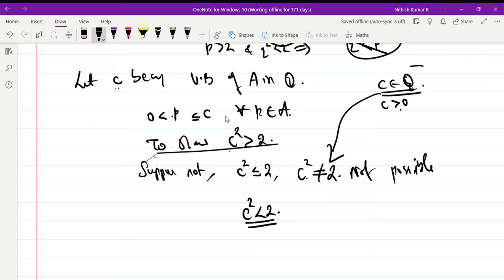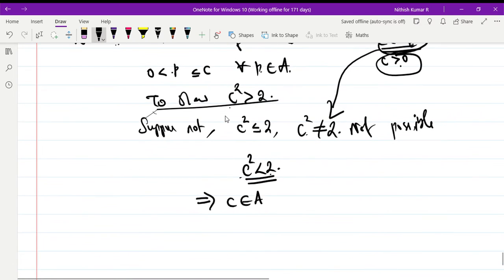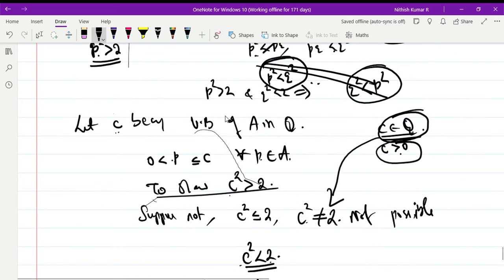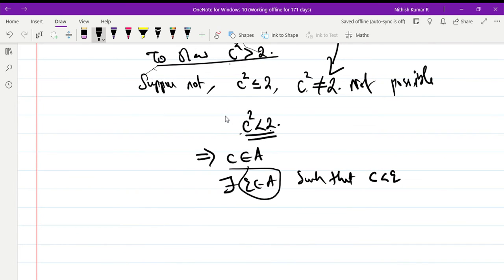Now observe, c belongs to Q, c is greater than 0 and c square is less than 2. This implies c belongs to A. Now, whenever c belongs to A, since A has no largest element, there exists q belongs to A such that c is less than q. But what we have assumed is that c is an upper bound of A. Therefore, c must be greater than every element of A. But we got c is less than an element of A. It is a contradiction.